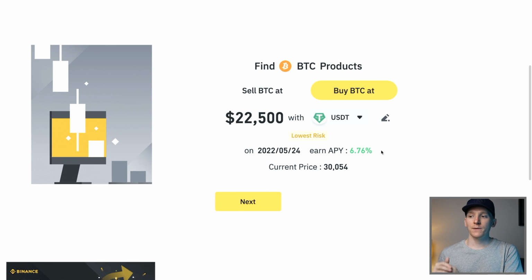So if the price goes below 22,500, you will have to buy at 22,500, a little bit worse price, right? They'll sell you their Bitcoin at that price. But if the current price stays above 22.5, they of course won't sell you their Bitcoin. You will just keep the premium and keep your US dollars.